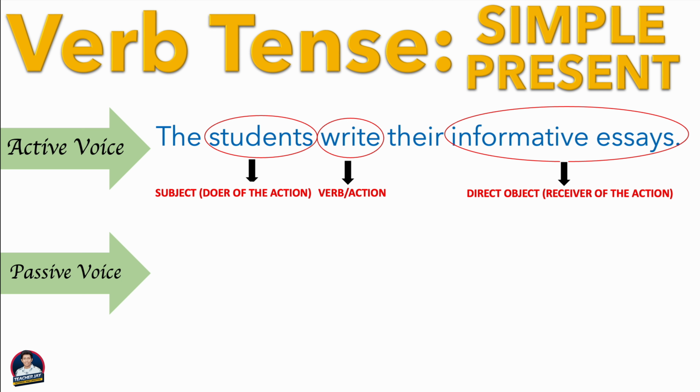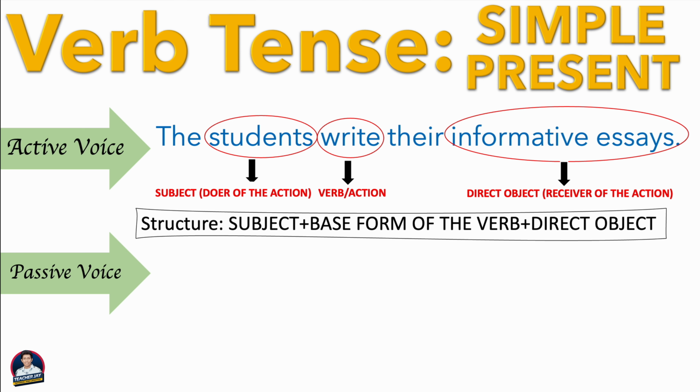The direct object also answers the question, what do the students write? And the answer is, the students write their informative essays. As you can see in this example, our subject, the students, is the one performing the action, which is writing informative essays. And in this example, we use the structure subject plus base form of the verb and direct object.